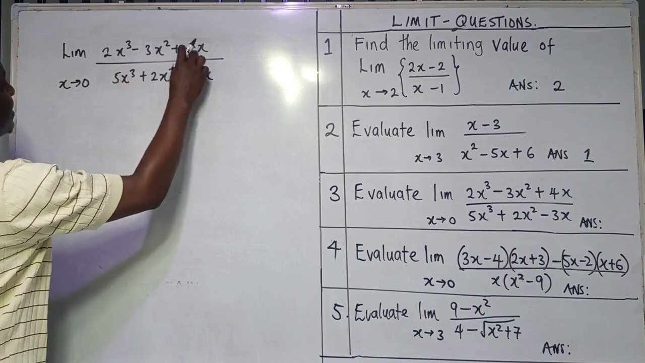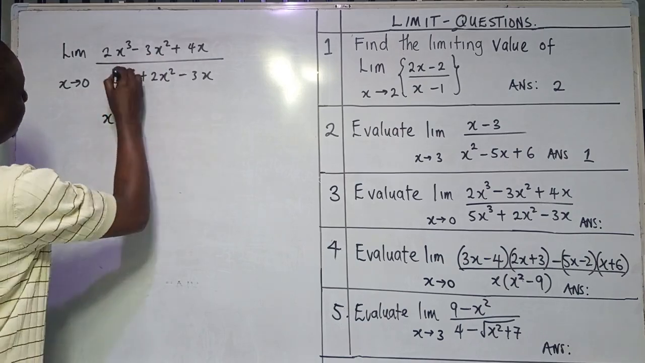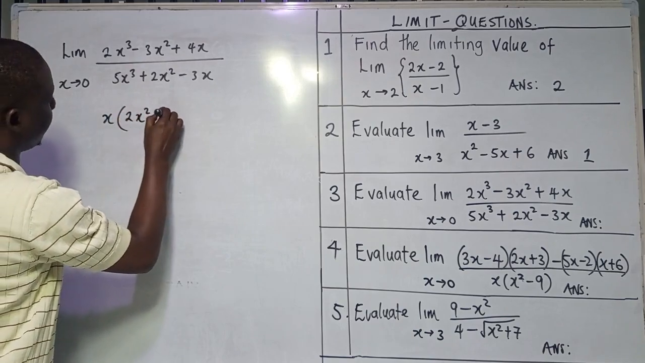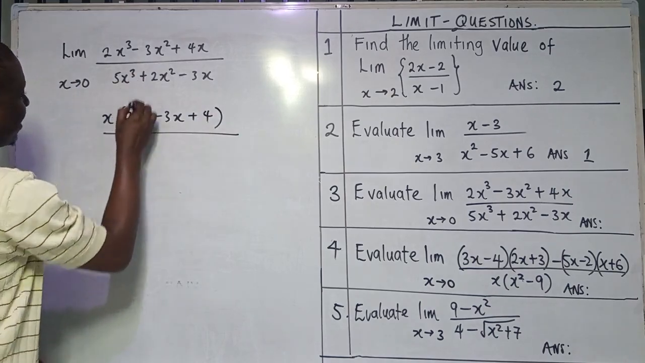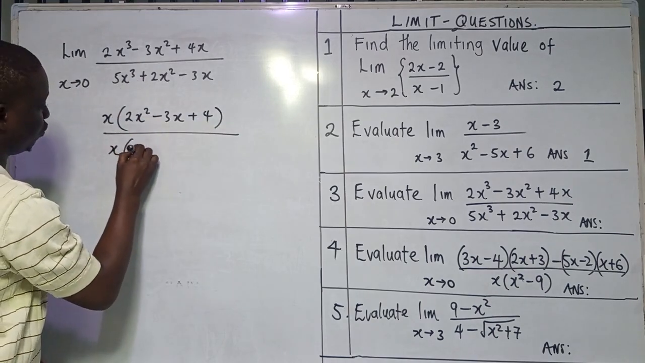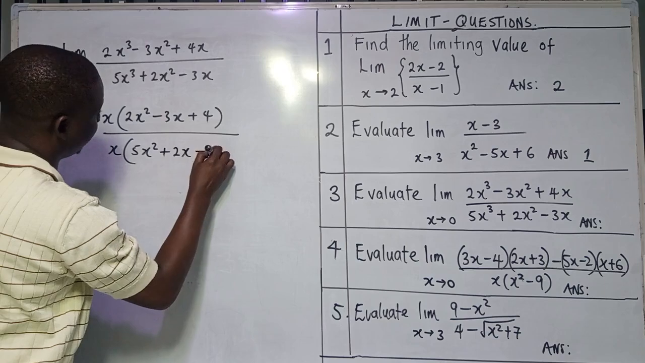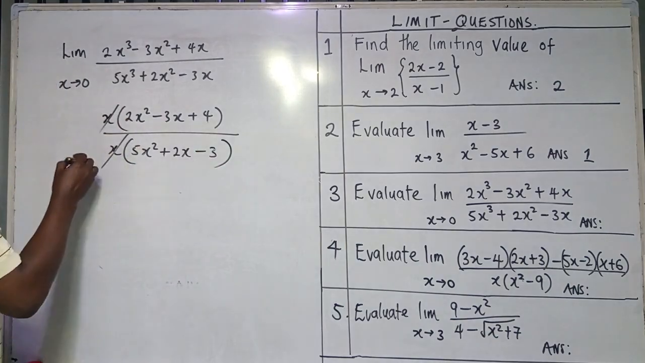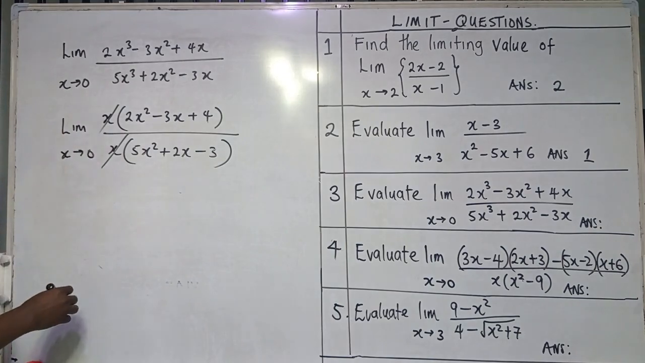So what we're going to do, s is still factorizable here. We can bring s out. Then what remains here is 2s squared minus 3s plus 4. Factorize s out at the denominator too, to 5s squared plus 2s minus 3. So we cancel this. Let's still take the limit as s tends to 0.